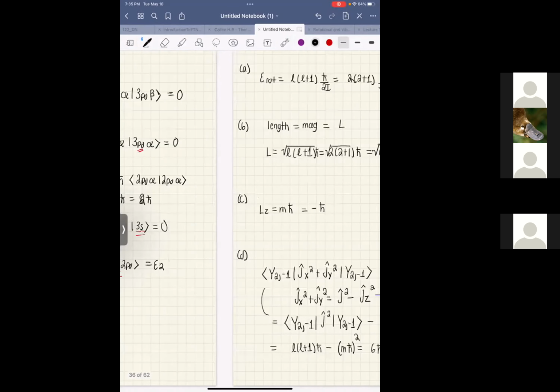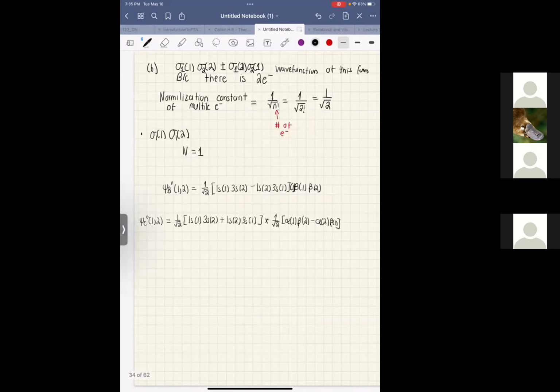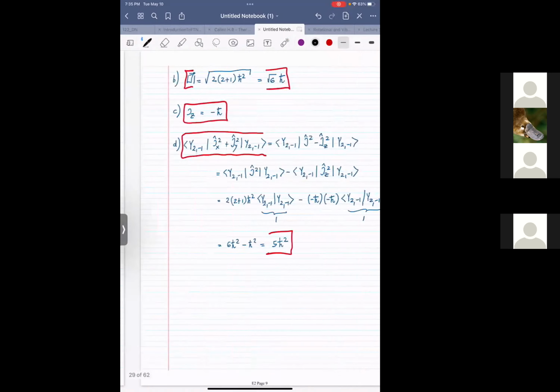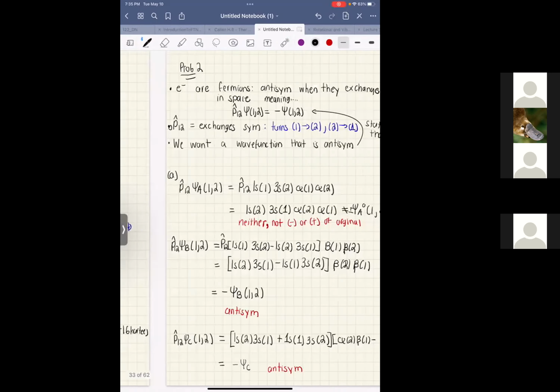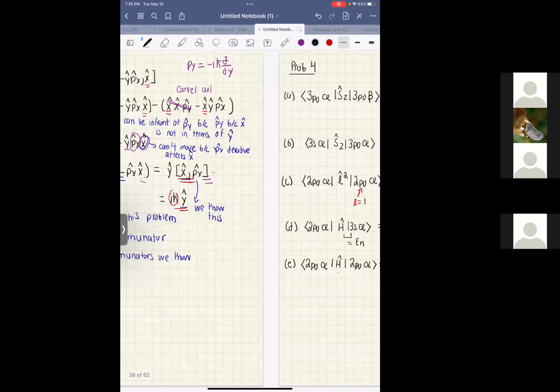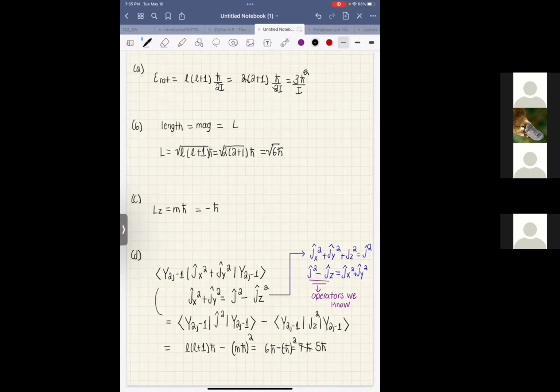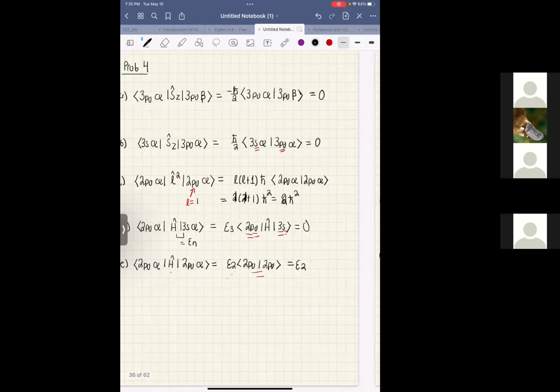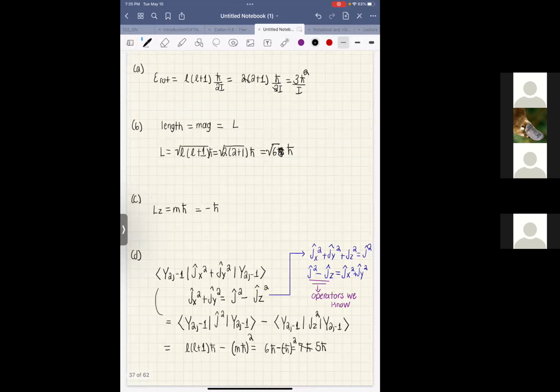Give me 1 second, guys. Let me just make sure I got something right. This will be H bar squared for the first part, and then it's going to be radical 6 times H bar. So make sure I didn't do anything wrong for this. This is H bar squared and H bar squared. All right. Okay. So I corrected those.